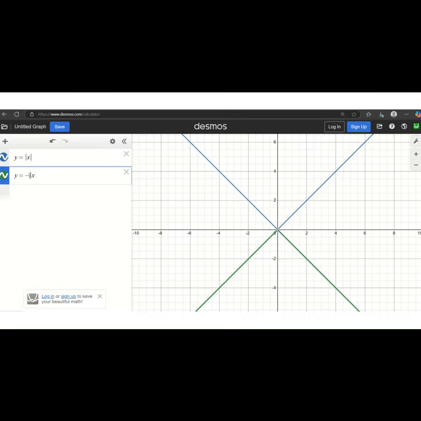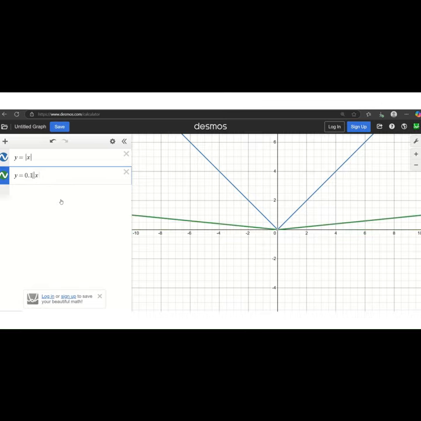And if I multiply the absolute value by something, I can do what's called a vertical stretch or a compression. If the number I multiply is greater than 1, it will make the graph stretched or skinnier. And the bigger the number, the skinnier it is. If the number is less than 1, but greater than 0, it will make the graph wider. And the smaller I make the number, the wider it becomes.